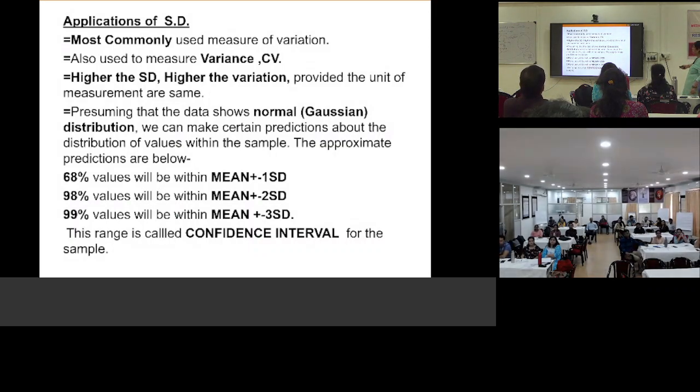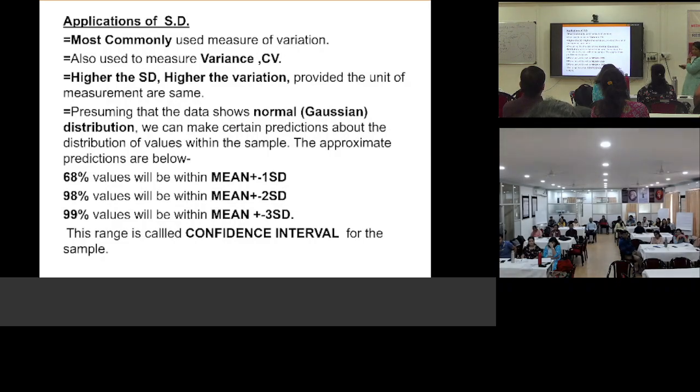Presuming a Gaussian distribution, we can make certain predictions about the distribution of values within the sample using the SD. The approximate predictions are these: I can tell the reader that 68% of values lie within mean plus minus 1 SD. 95% of values will be within mean plus minus 2 SD, and 99% within mean plus minus 3 SD. This range is called the confidence interval for the sample.